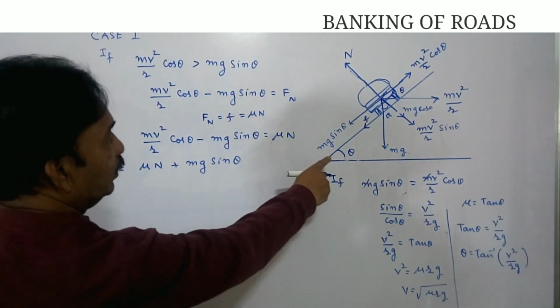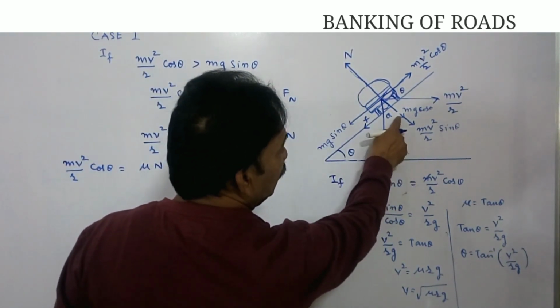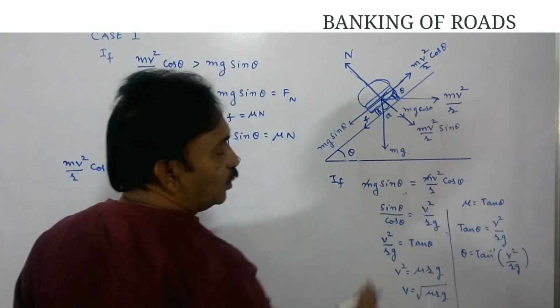But here, if you watch it, the normal reaction N is equal to mg cos theta plus mv²/r sin theta.